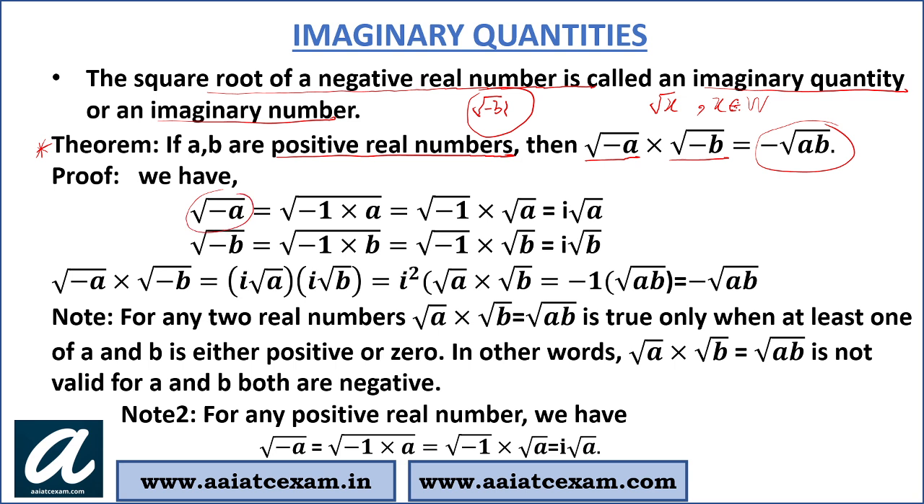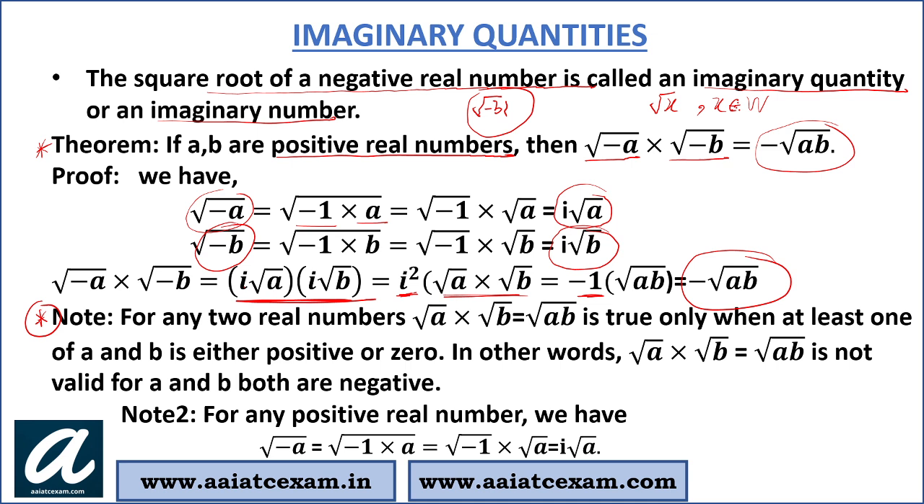Under root of minus a can be written as under root minus 1 into a, which will become iota under root a. And similarly, under root of minus b will become iota under root b. If you multiply them, iota will become iota square and under root ab. Iota square is minus 1, so the answer will be minus under root ab. Students, I have noted this thing here.